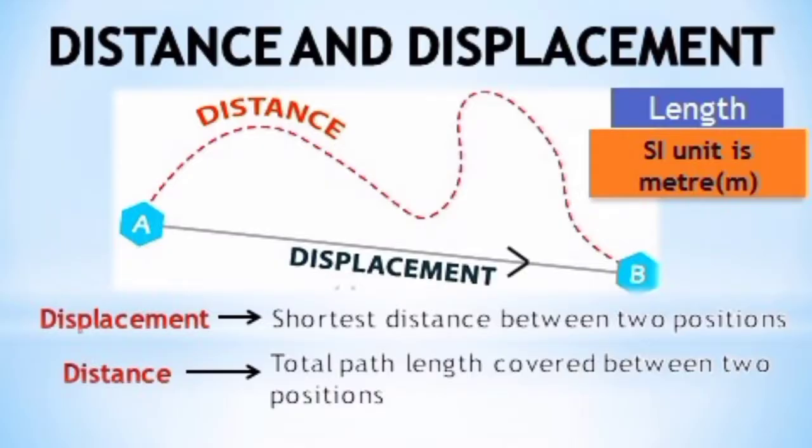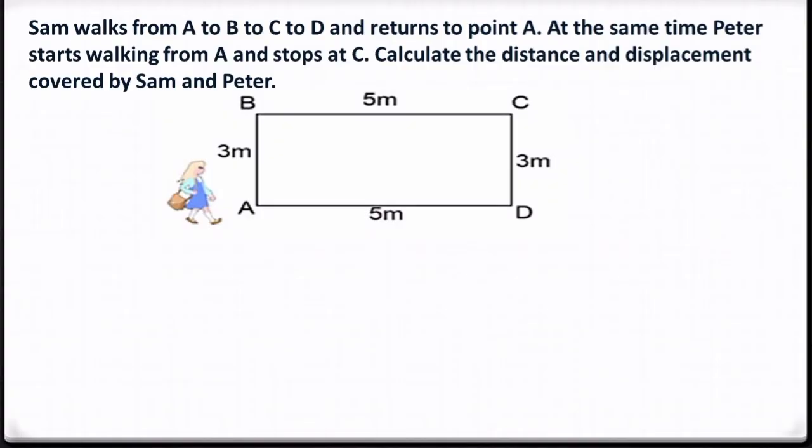In the previous video, we had seen the technical difference between distance and displacement. Let us just recall the concept through a small problem. Through a rectangular plot, Sam walks from A to B to C to D and then returns to point A. At the same time, Peter starts walking from A and stops at C. Let us calculate the distance and displacement covered by Sam and Peter.